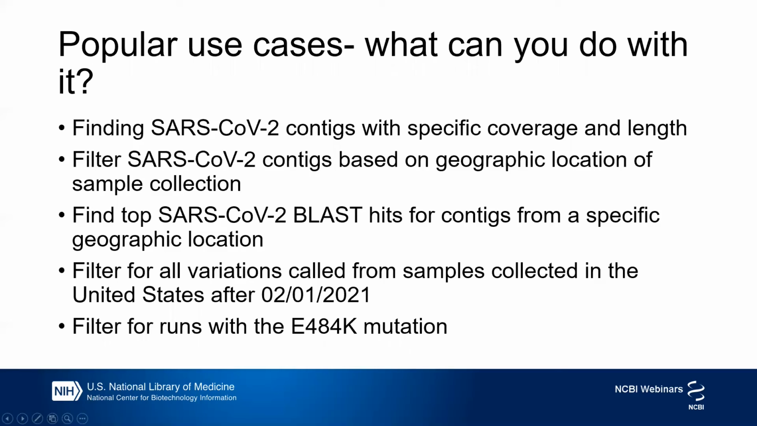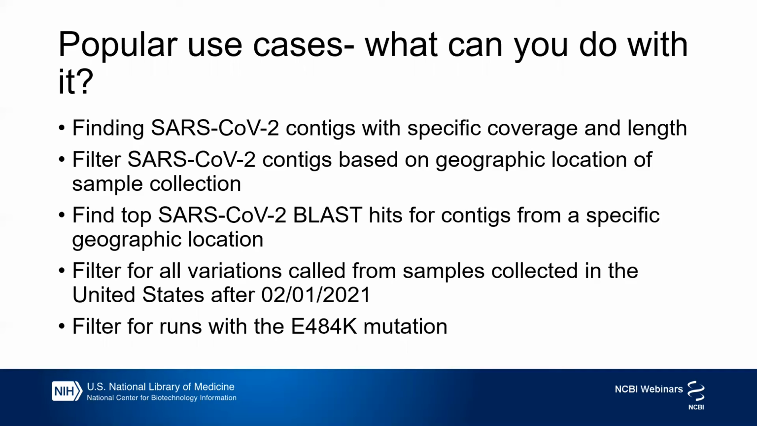Some popular use cases. What are some types of things you can do with this metadata? You can do quite a bit, but for instance, you can find SARS-CoV-2 contigs with specific coverage and length characteristics. We're going to show that in one of our examples. You can filter SARS-CoV-2 contigs based on the geographic location where the sample was collected. You can filter via BLAST hits for contigs from a specific geographic location. So if you care about one location in particular, you can look at what type of BLAST hits the samples from that location get and how those change over time, for instance.